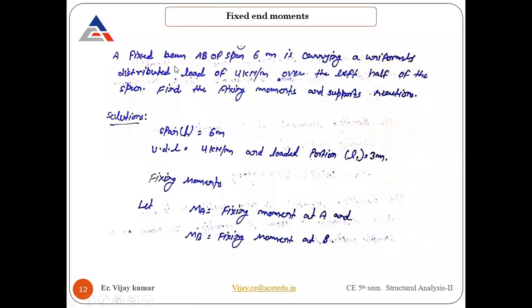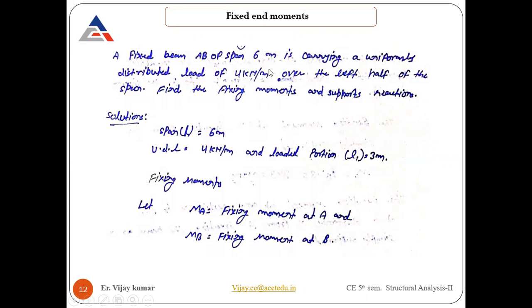A fixed beam AB of span 6 meter is carrying a uniformly distributed load of 4 kilonewton per meter over the left half of the portion. It does not come over the complete span. It's the left half of the portion, meaning of the 6 meter span, this UDL is acting over a 3 meter span only. Find the fixing moments and support reactions. These are the things that we need to find out in this problem.